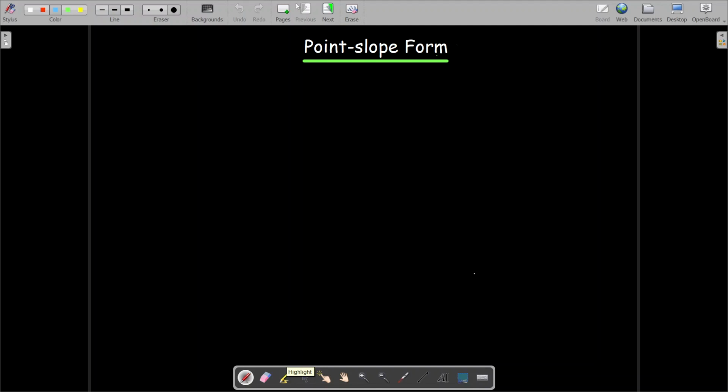Point slope form of a line. Now point slope form is just another way to write the equation of a line in situations where one point is given, a point which lies on the line, and the slope of the line is given. Then we can write the equation of the line in point slope form.